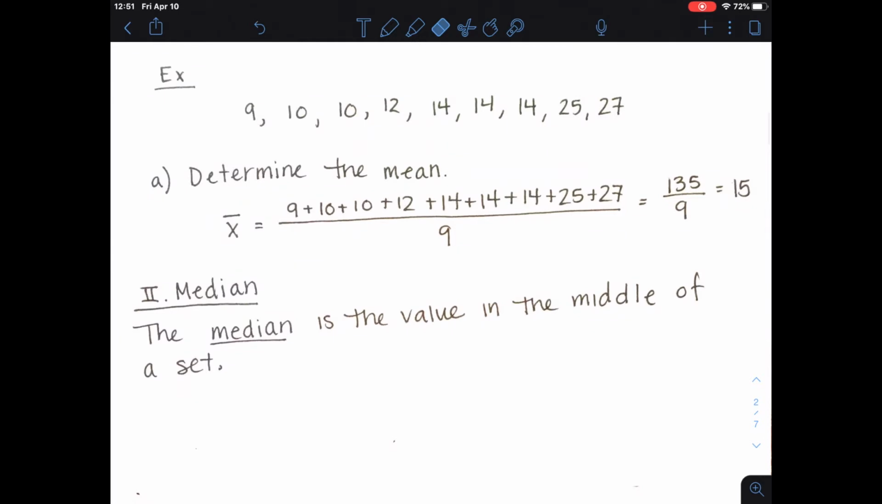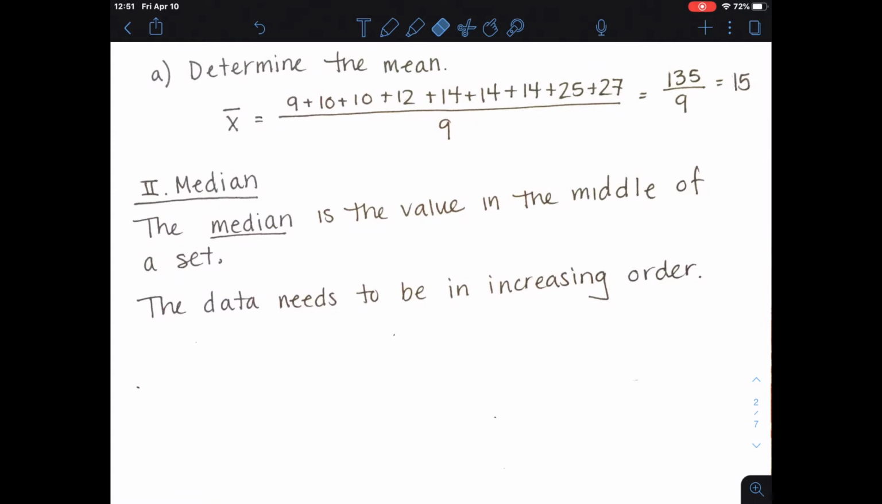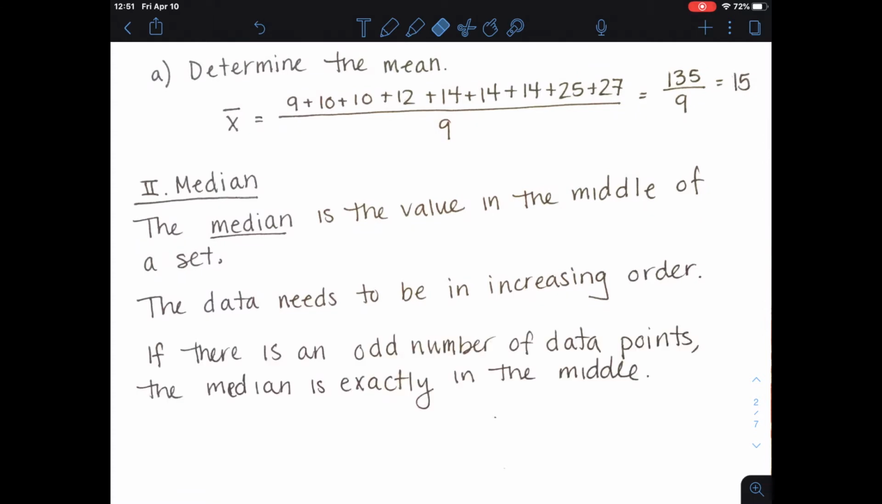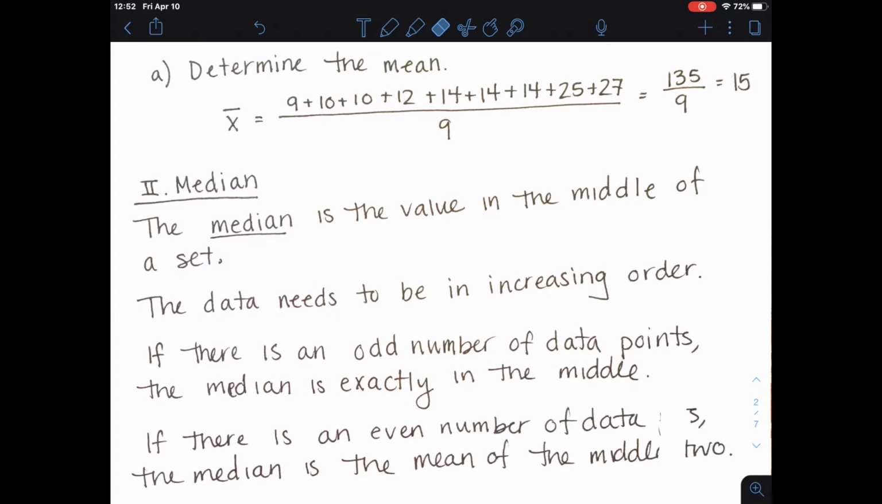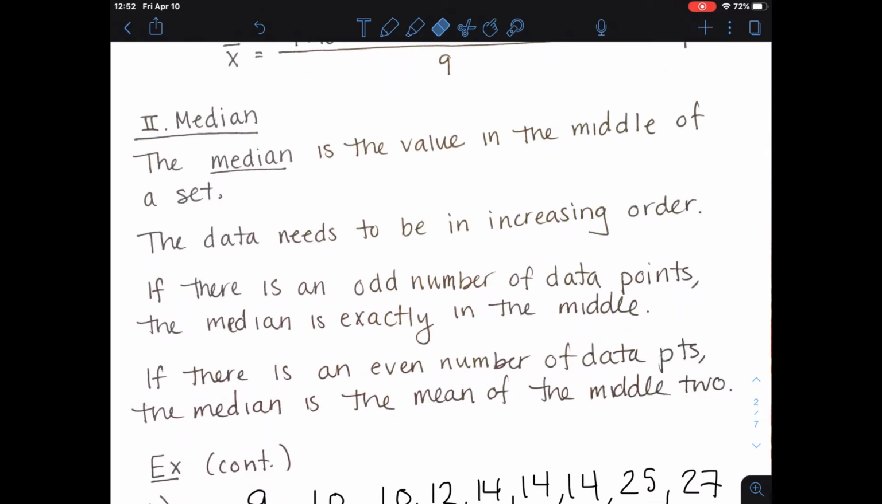The median is like the median of a highway. It's the number that's going to fall directly in the middle, so it divides the data into two different sides. The data has to be put in increasing or decreasing order, but it just has to be ordered in some way. You can't just leave it as is. The nice thing is when there's an odd number, you'll have one that's exactly in the middle, so you just take that to be the median. But when there's an even number, you need to find the average, the mean, of the middle two. We'll do an example with each so you can see.